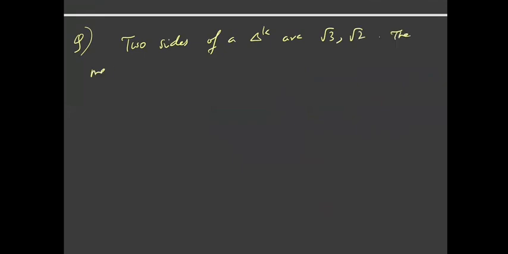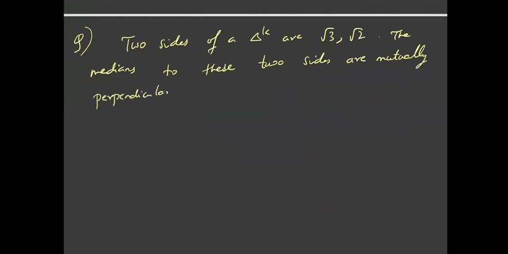Okay, let us move further. So in this question, it is given that two sides of a triangle are root 3 and root 2. Okay. It is also given that medians to these two sides are perpendicular. Medians to these two sides are mutually perpendicular. So you need to find the length of the third side.